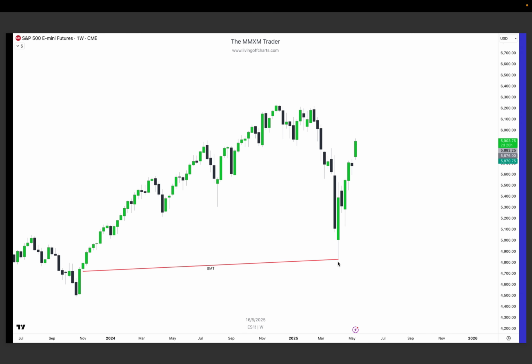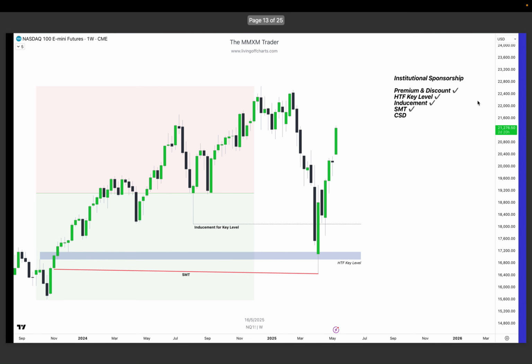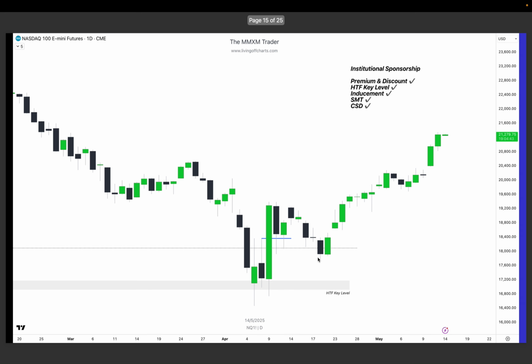So we have that SMT, which leads us at this point after being in discount, having a hard time frame key level inducement, and then seeing that SMT, it's very likely the market is going to push higher and smart money are distributing or accumulating long positions here. Now what confirms the SMT and the bullishness is a change in the state of delivery.